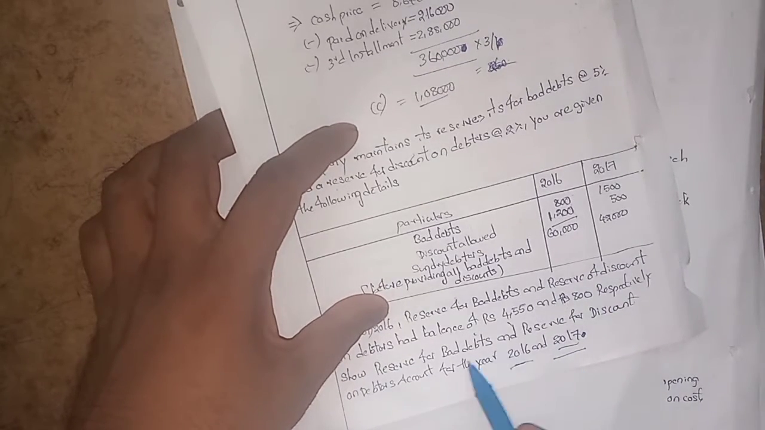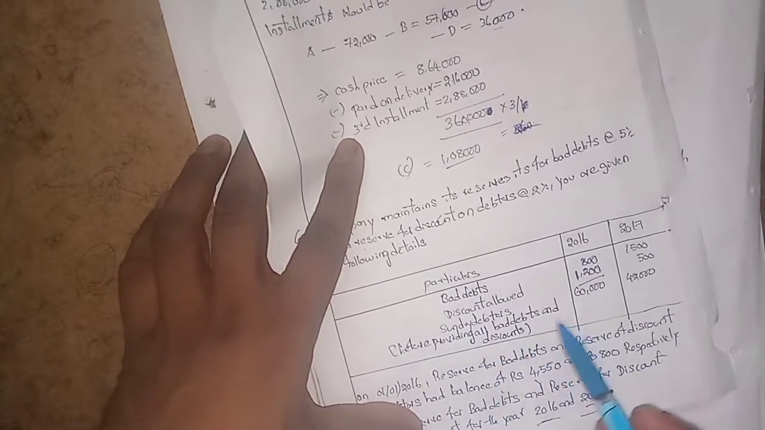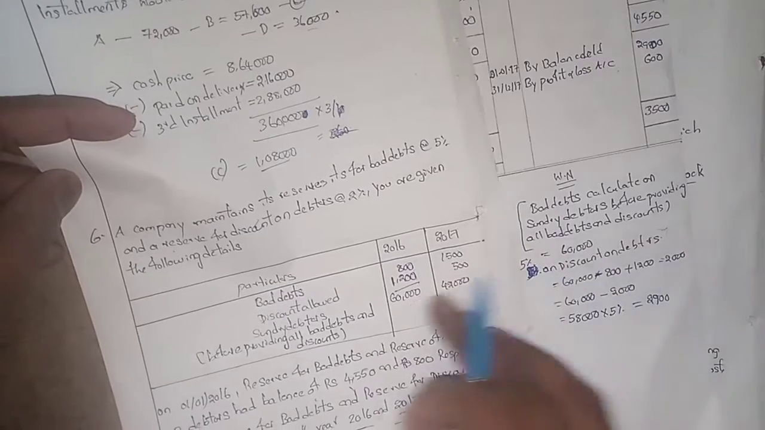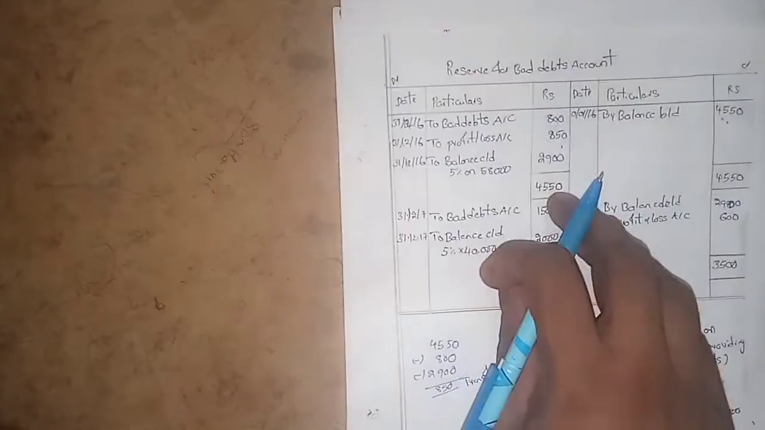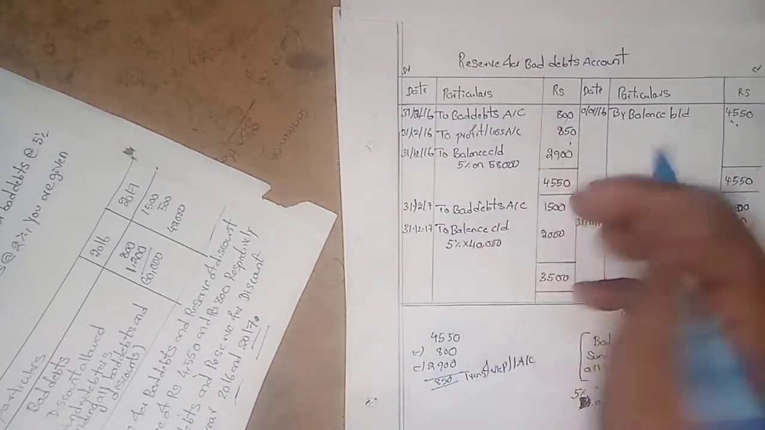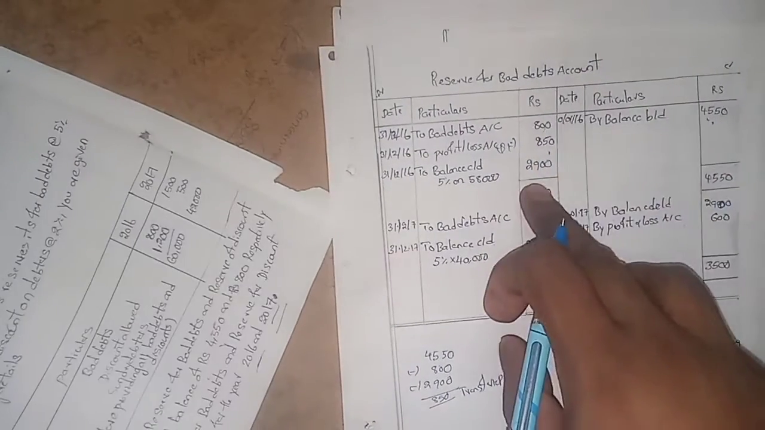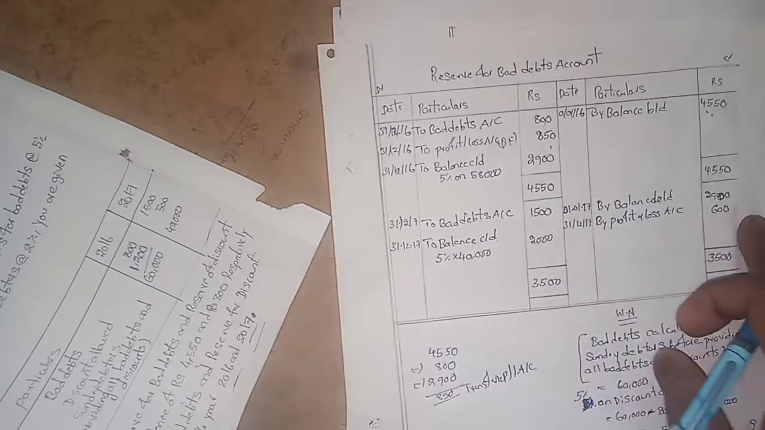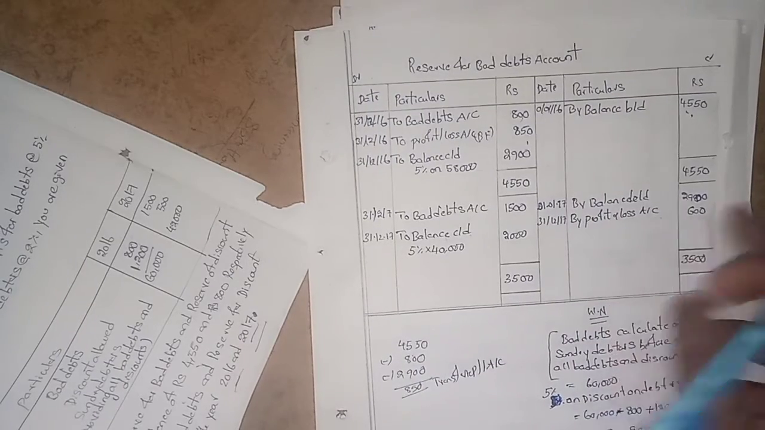So show the reserve for bad debts account and reserve for discount on debtors account. Here we mentioned, before providing for all discounts, we remove all the discounts 800 and bad debts 2,200. So providing for all bad debts and discounts, we remove that from 60,000 and have 58,000. This is the balancing figure. The remaining balance 2,900 is transferred as balance carried down 2,900.